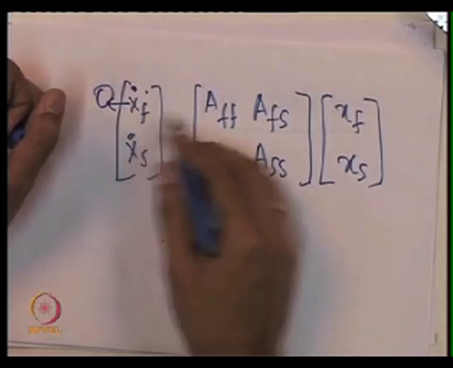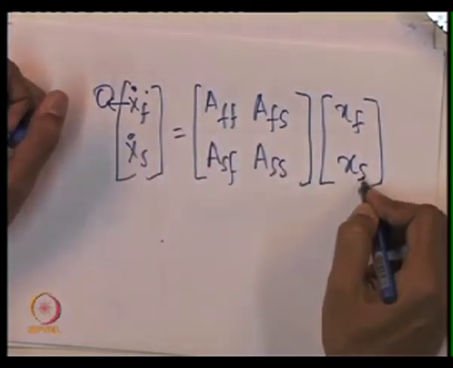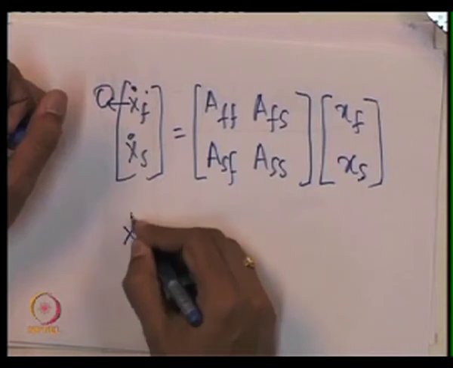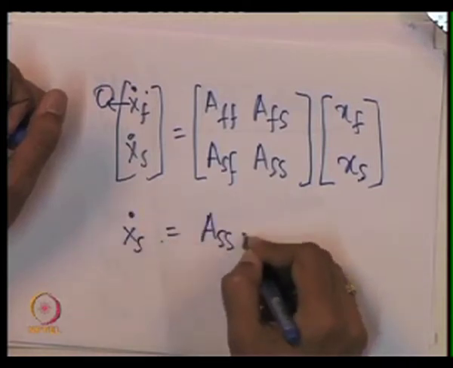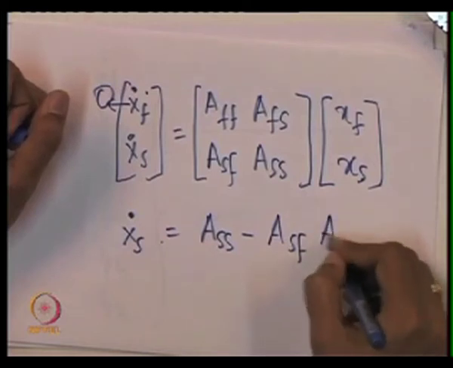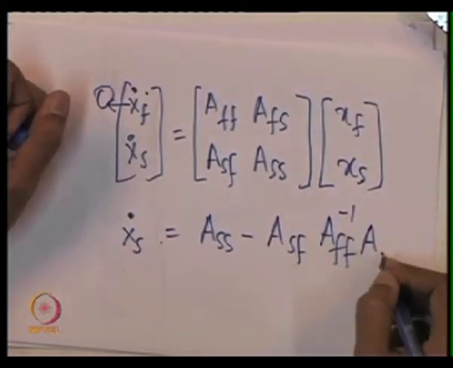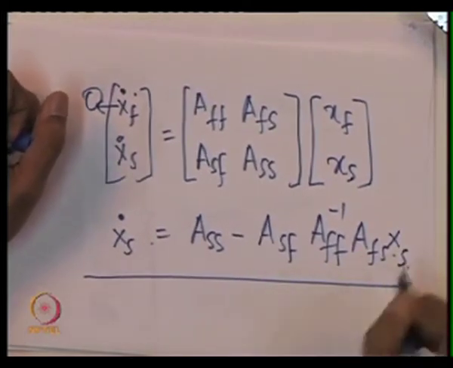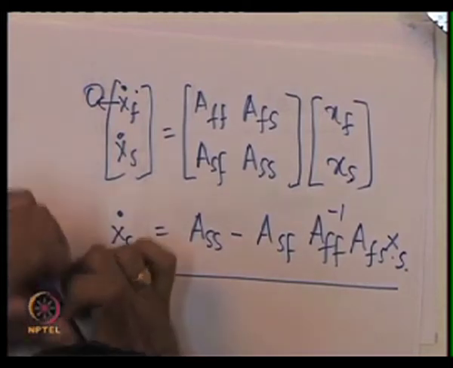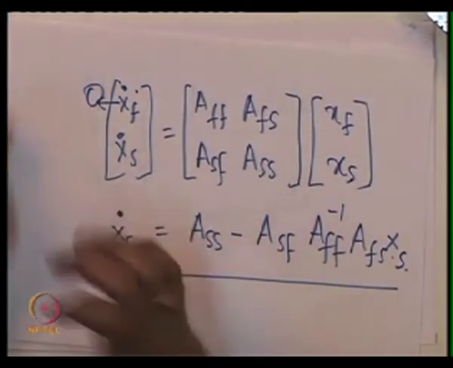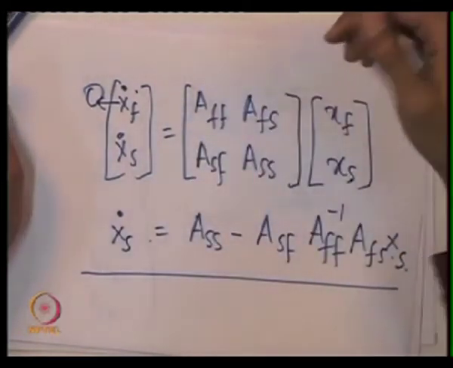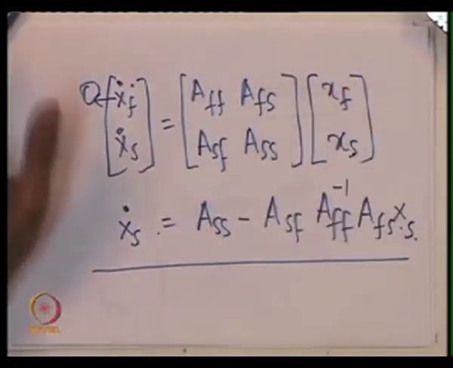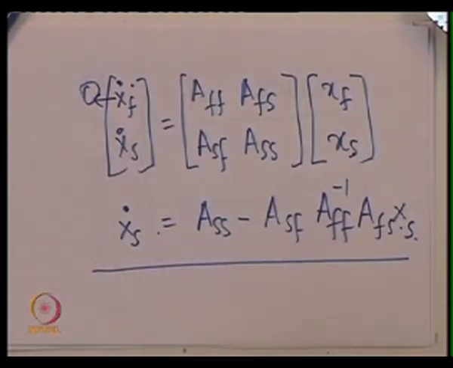So, you can in fact express xf in terms of xs, and finally xs dot will be Ass minus Asf Aff inverse Afs. So, you can in fact study this system as a lower order system of the slow states. In fact, can we do this in this case? Yes, you can. I just programmed it. We will try to understand it a bit more in detail in the next lecture.